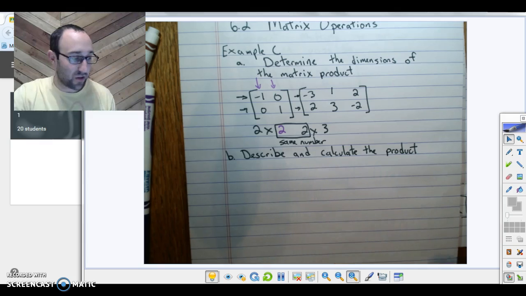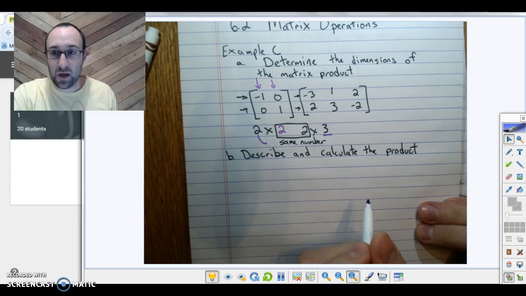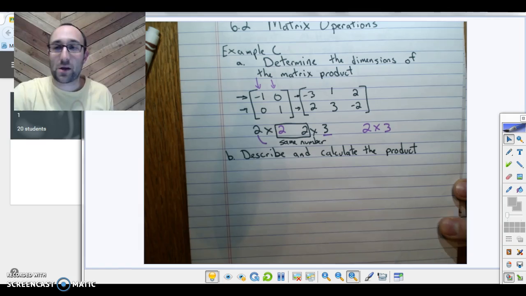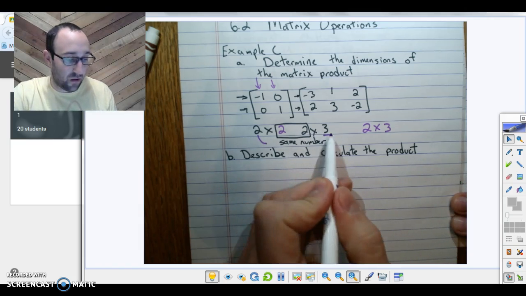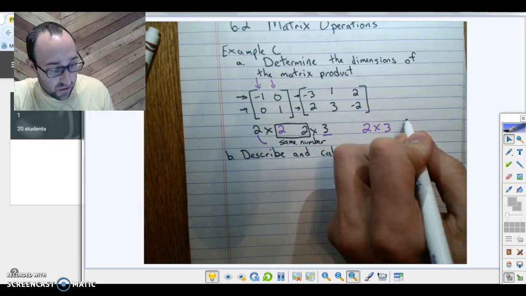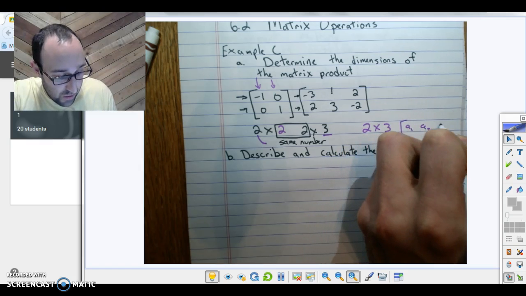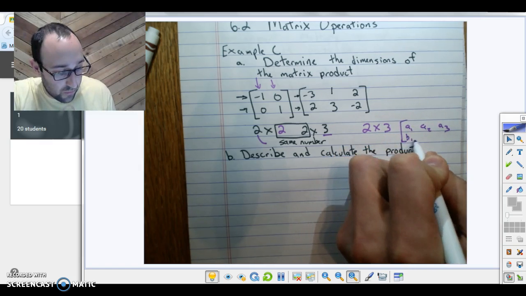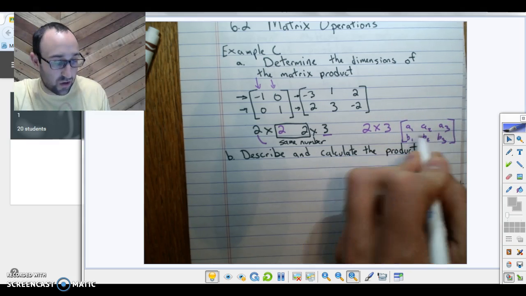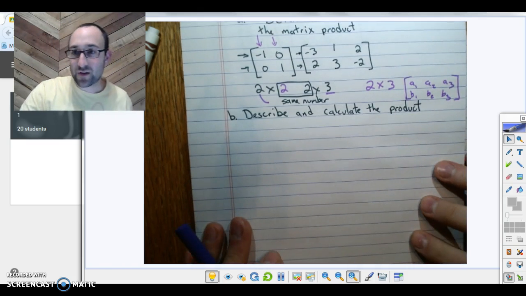If those two numbers are the same, then the resultant matrix is going to be a 2 by 3. So our matrix product is going to be a 2 by 3 matrix. When we describe and calculate this product, we know our answer will be a 2 by 3, so it should look like this: A1, A2, A3, and this would be B1, B2, B3. I'm just making up some letters. There should be 3 across, 2 rows, 3 columns. Okay, good. Now let's describe and calculate this product.